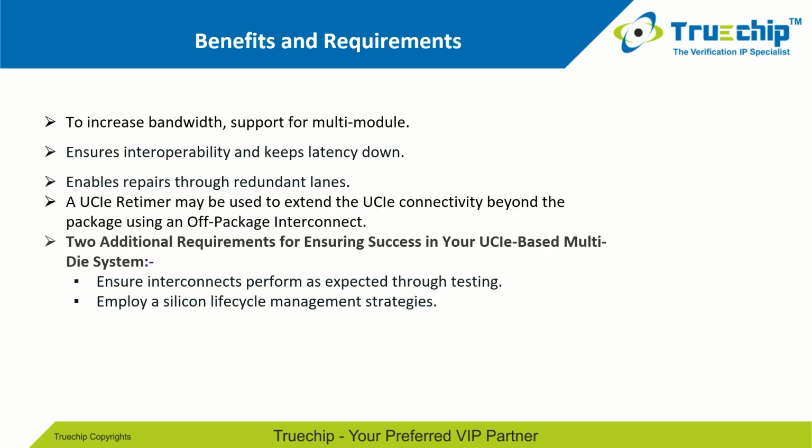To increase bandwidth, it supports multi-module and ensures interoperability and keeps latency down. It enables repairs through redundant lanes. A UCI retimer may be used to extend the UCI connectivity beyond the package using an off-package interconnect. There are two additional requirements for ensuring success in your UCI based multi-die system: it ensures interconnects perform as expected through testing, and it employs silicon lifecycle management strategies.